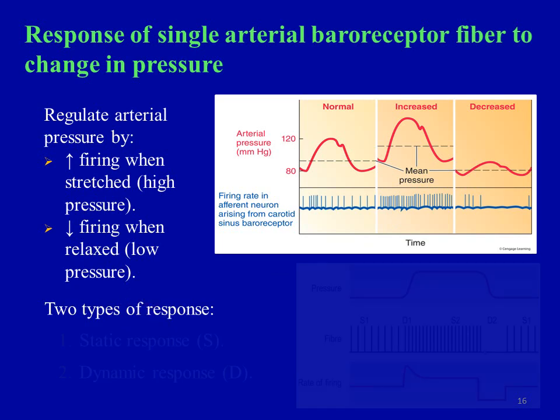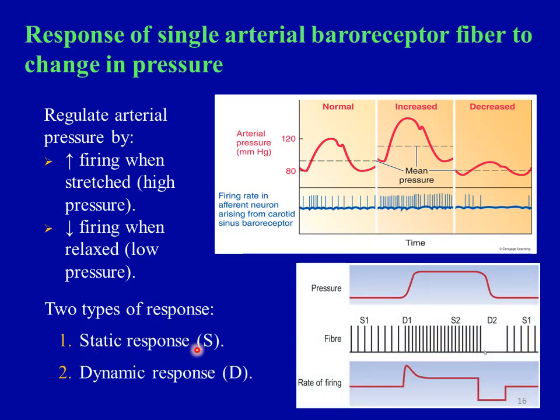And as you can see here, there are two patterns of responses. We have the static response S and the dynamic response D. When the blood pressure is constant, we have a certain frequency of firing rate. Then if the blood pressure increases, we see a sudden increase in the firing rate that will decrease a little bit and become steady.